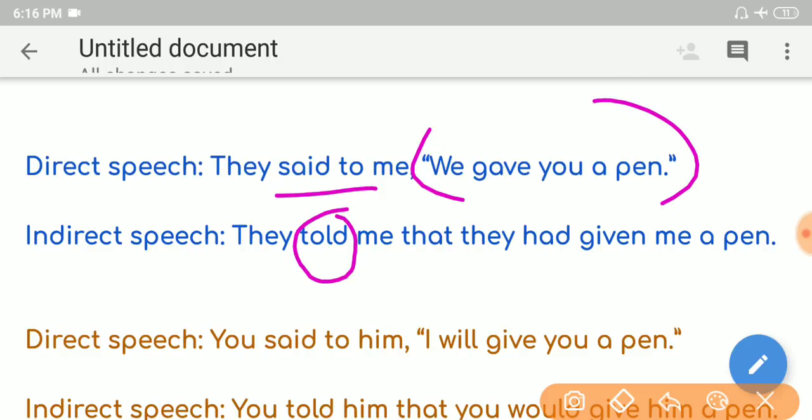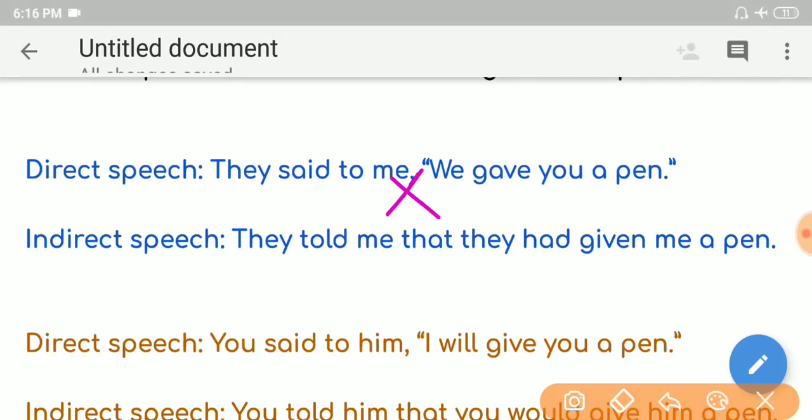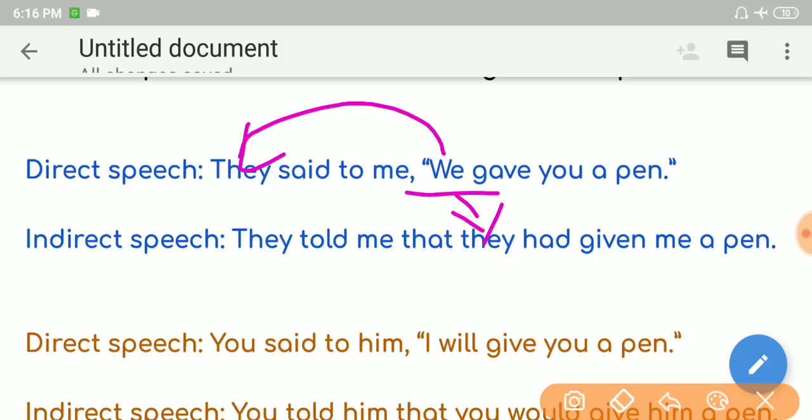At the same time, comma is removed, and instead of comma, that is used. Why do we use that? Just because these are in an assertive sentence. And see, instead of we, we must change to they because we refers to they, my dear friends. At the same time, you refers to me. So that's why in the place of you we used me, my dear friends.